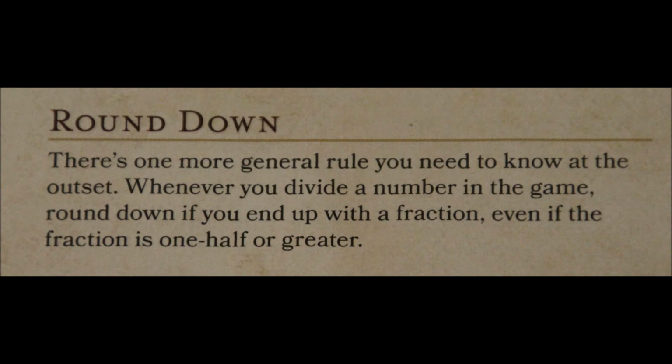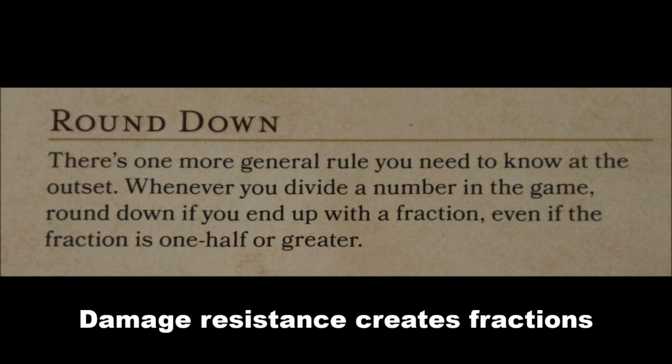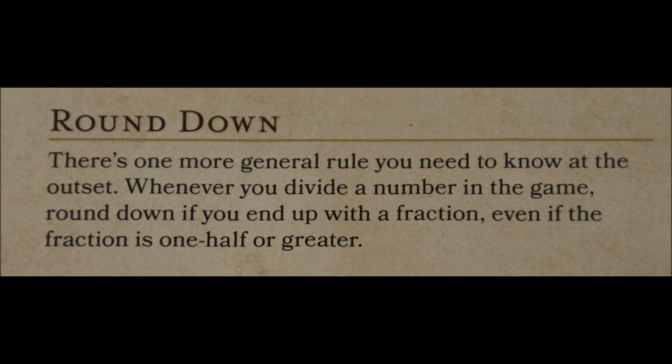The most common application of the rounding down rule applies to damage resistance. Some monsters and character classes have damage resistance, which creates a fraction. This is when you have to divide the damage taken by 2. So as an example, if you are facing an air elemental that has damage resistance to slashing, piercing, and bludgeoning non-magical damage, and you do 5 points of non-magical slashing, bludgeoning, or piercing damage to the air elemental, it will only take half of that damage.